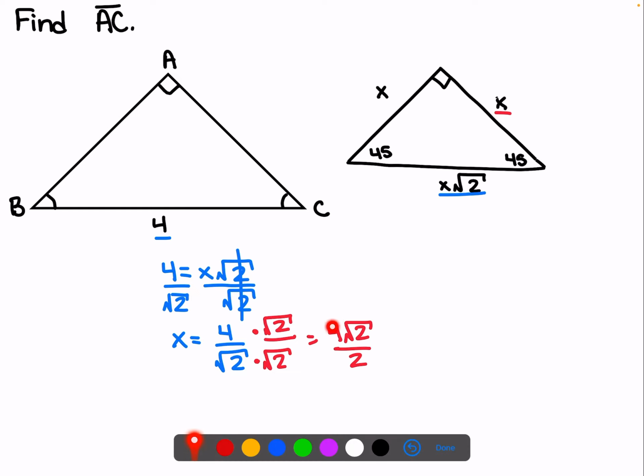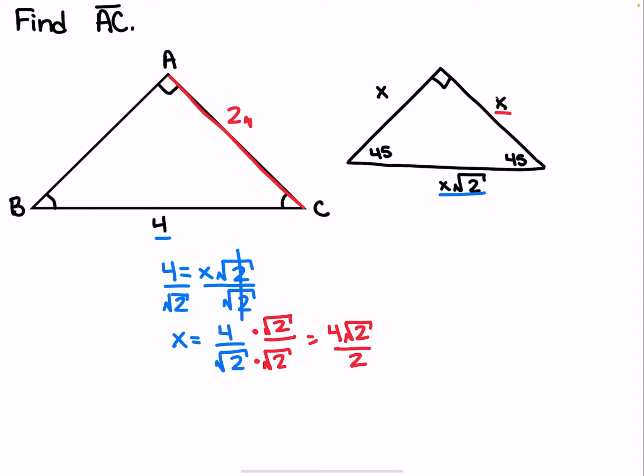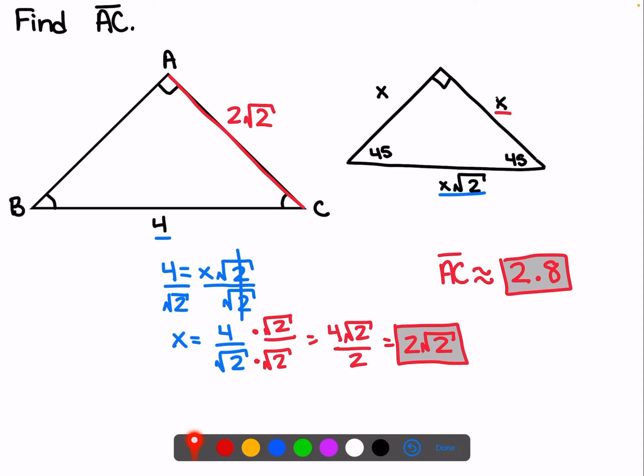Lastly, we can divide 2 into 4 twice, leaving us with x is equal to 2 radical 2, which is about on the calculator 2.8. So therefore AC, since both AB and AC are congruent, because again isosceles, therefore they are both 2.8 in length.